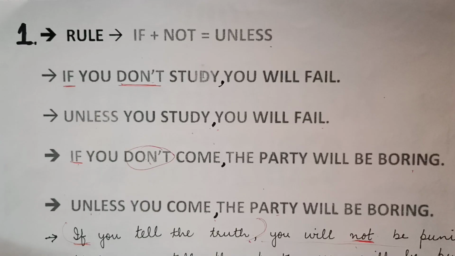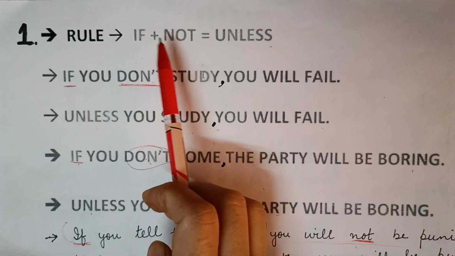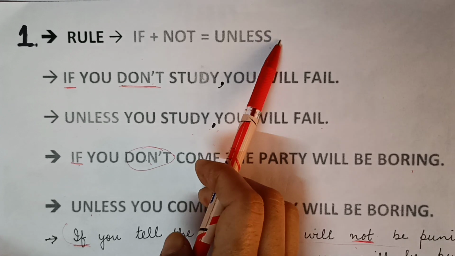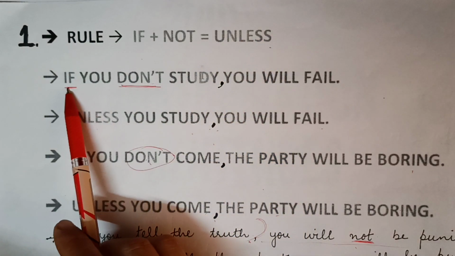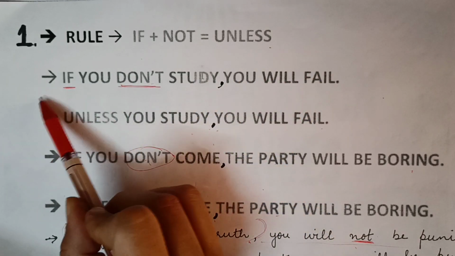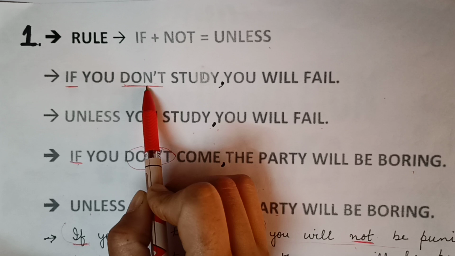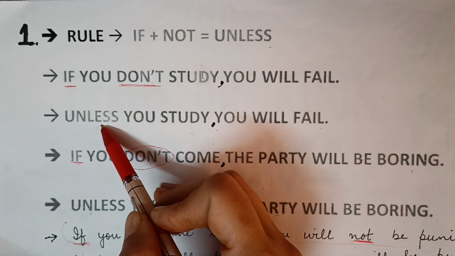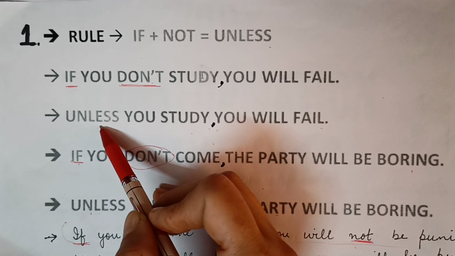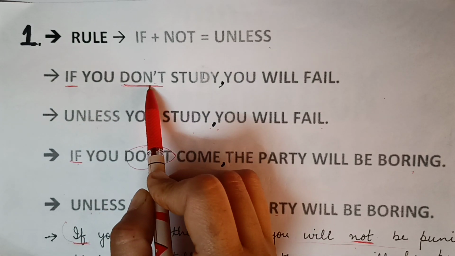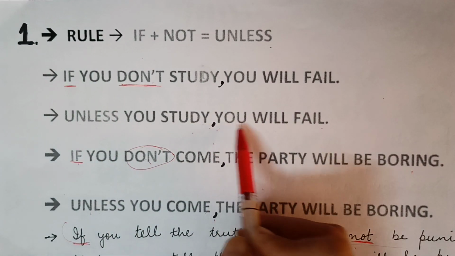So let's get started. You need to understand that if plus not is equal to unless. Let's understand this with the help of a few examples. See, in this statement, if you don't study, comma, you will fail. If is used with a negative, that is, do not is used in the statement. In this case, if you are asked to rewrite the sentence beginning with unless, you will write unless in place of if and you will remove do not. Unless you study, comma, you will fail.